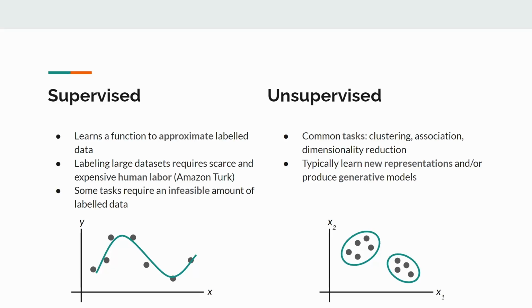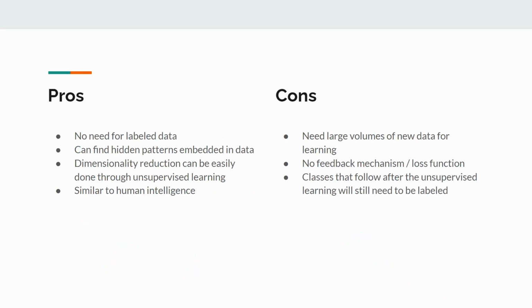Meanwhile, in supervised learning, as a parallel, it learns a function to approximate labeled data, and this involves a large amount of expensive human labor, and sometimes labeling can be infeasible. So that's why unsupervised is a popular approach to solving this problem.